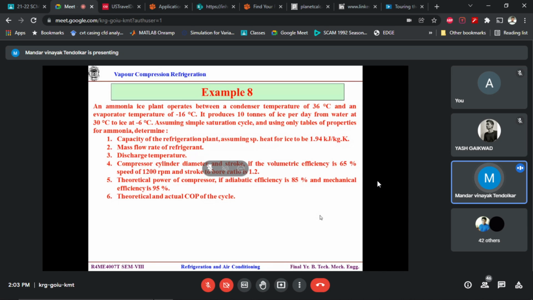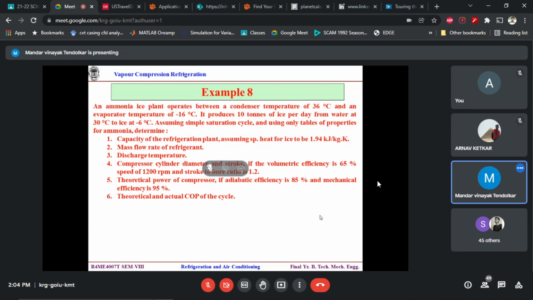Is the information clear? Specific heat of the ice is given as 1.94 because your m Cp delta T requires it. Cp of water is a standard value. Cp of ice is given. So 30 degrees water to 0 degrees water, then m into hfg, that is the latent part, and then again m Cp delta T for the ice. For that purpose, Cp of ice is given. Any doubt to anyone for decoding the data?